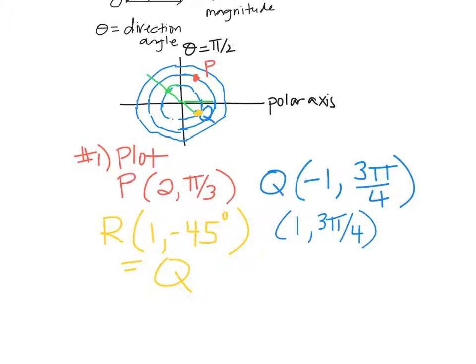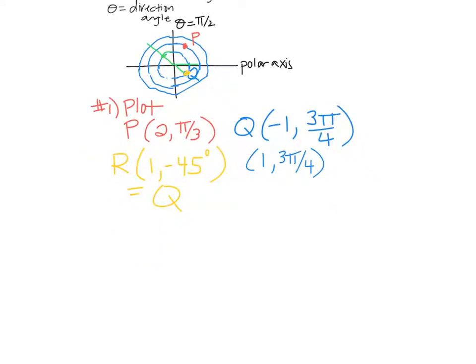Now, that brings up an interesting topic. You know how when you're on an XY plane and you plot the point 2, 3? There's no other way to plot that point. There's no other point that's exactly the same. In polar graph, there's an infinite amount of points that are exactly the same. It's pretty interesting, huh? So that brings us to number 2.